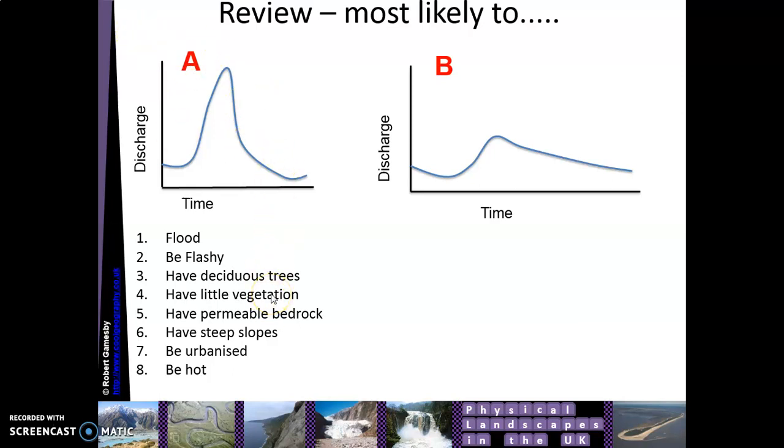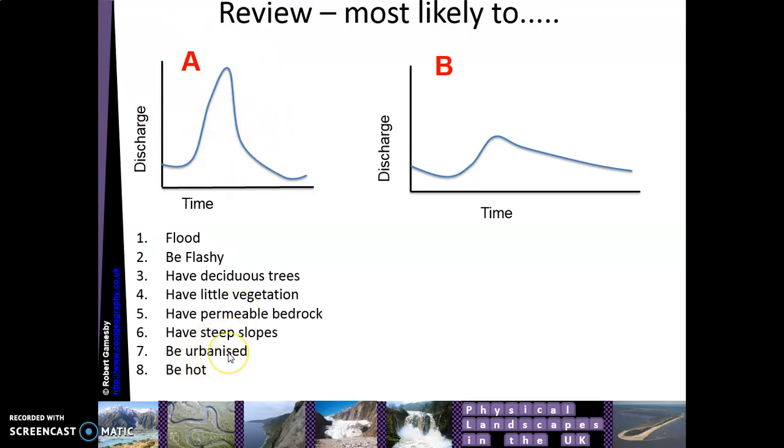If you've got permeable bedrock, permeable means it lets water into it and soak into it, kind of like a sponge. You're going to have a delayed hydrograph because the water is going to soak in, so the rock can take a long time to then get to the river. Have steep slopes. Well, we said already that that's going to be flashy. It's going to get the water there quickly. So that's going to be graph A.